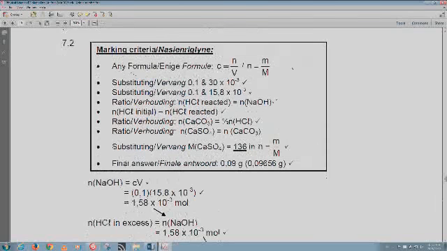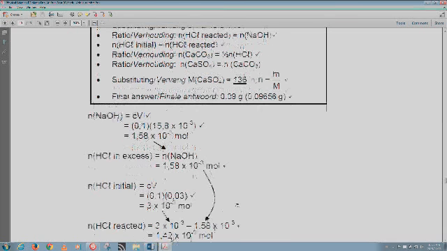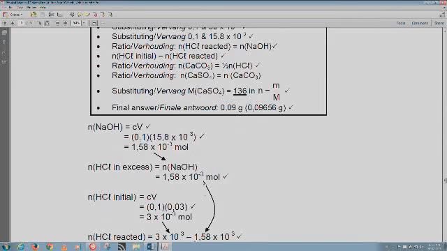Now, firstly, the learner must be given a mark for any of the formulae. If you give the mark on c = n/V, you will not give the mark on n = m/M. So any of these two formulae, the learner will get 1 mark. And then for substituting 0,1 and 30 × 10⁻³, this 0,1 and a 0,03 there, the learner will get 1 mark.